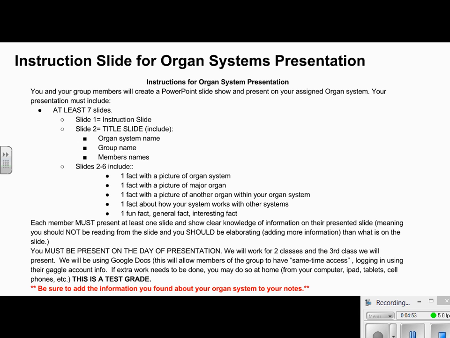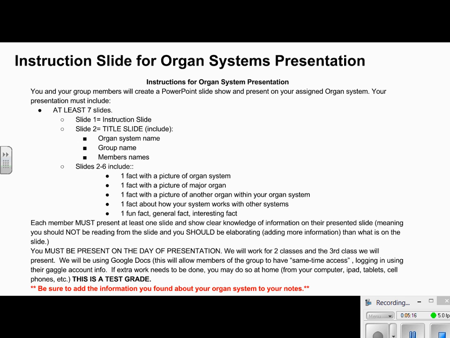Like, for instance, the skeletal system, which we've already covered, bones are the major organs, but there's several different types of bones. You understand? Okay. The fourth slide will be a fact about how your system works with other systems, because we did realize that these systems are important, but they can't work alone, right? And then the last slide will be a fun fact or a general fact or an interesting fact.